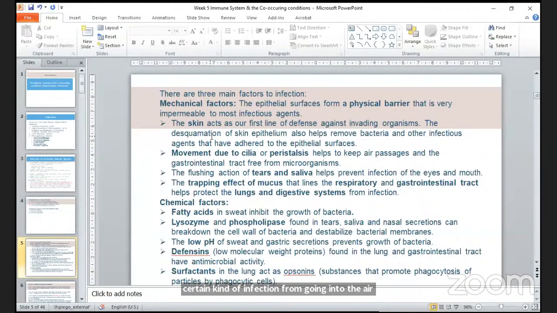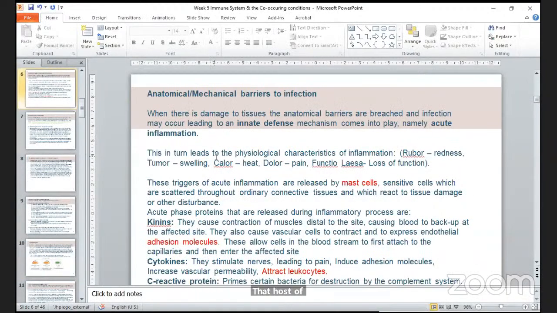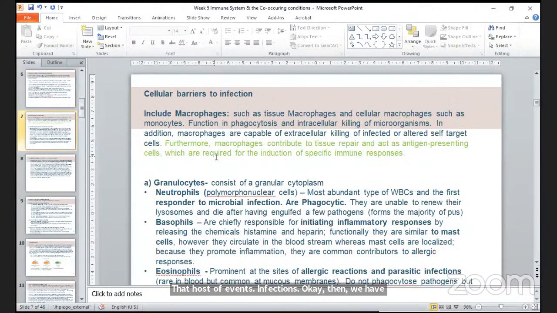Then we have chemical factors. Chemical factors are those chemical products produced by the body that also help fight diseases. Examples are fatty acids in sweat, which inhibit growth of bacteria, lysozyme and phospholipase in tears, and also low pH in sweat. All these things are chemicals that also prevent infections. Then we have further descriptions here. Then we have cellular components. As for cellular components of the innate immunity, here we have the cells.